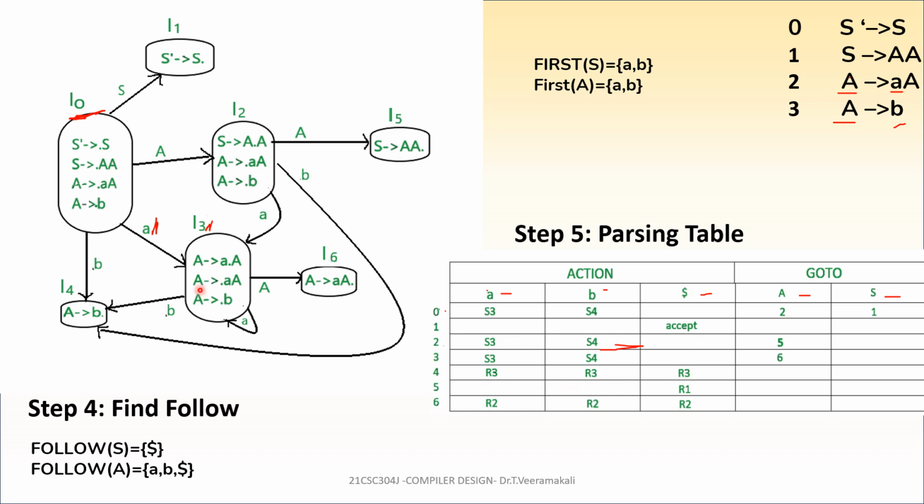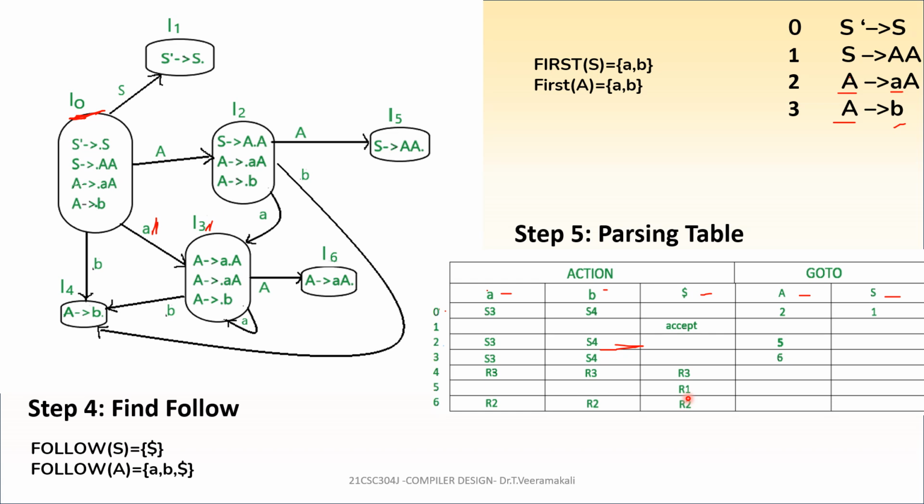Okay, so you go to the I5. I5, what is the rule? S tends to AA. So this is the production rule. What is the number for this production rule? 1. Okay, what is the left side value? S. So follow of S is what? A dollar. So in dollar only you have to apply the R1.